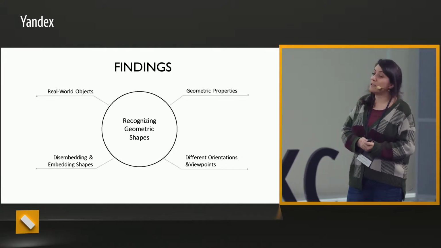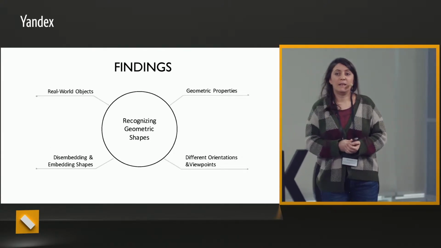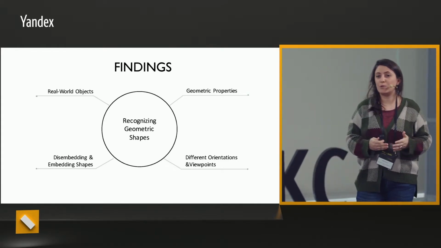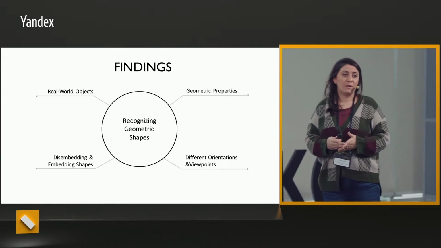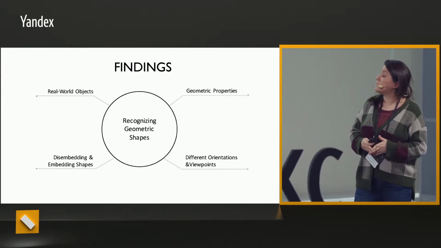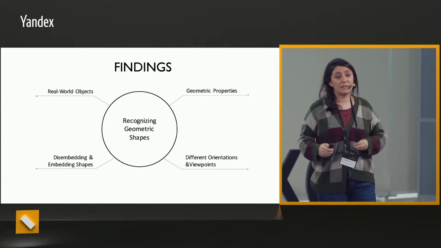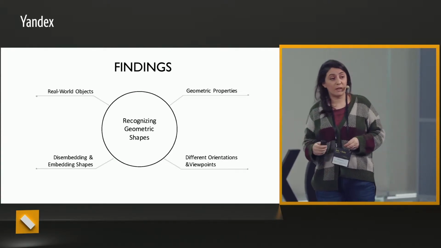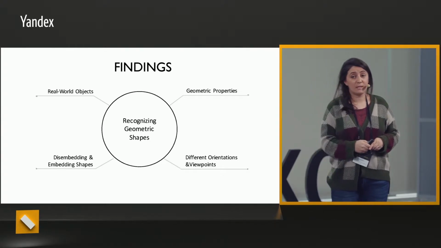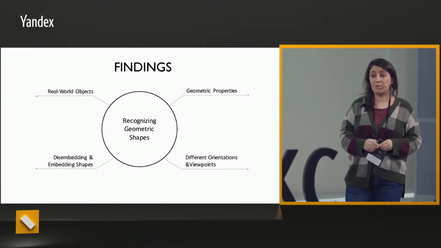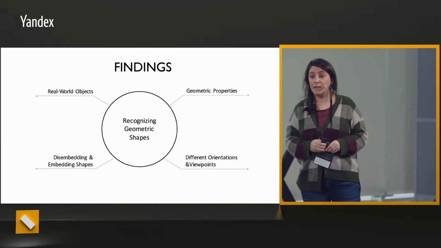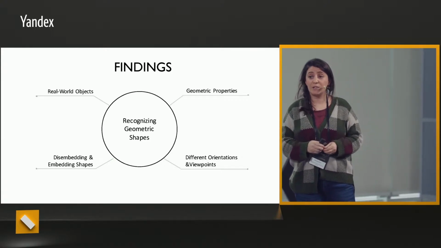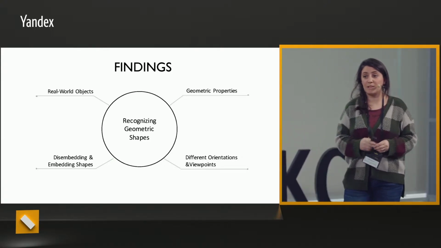And findings of the study. The analysis of students' thinking indicated students were in 4 major processes of recognizing shapes. The first one is students related geometric shapes with real-world objects. The second one was students identified geometric shapes and their properties. And third one is students identified shapes through disembedding and embedding. And lastly, students identified shapes from different orientations or viewpoints. I will explain them briefly.